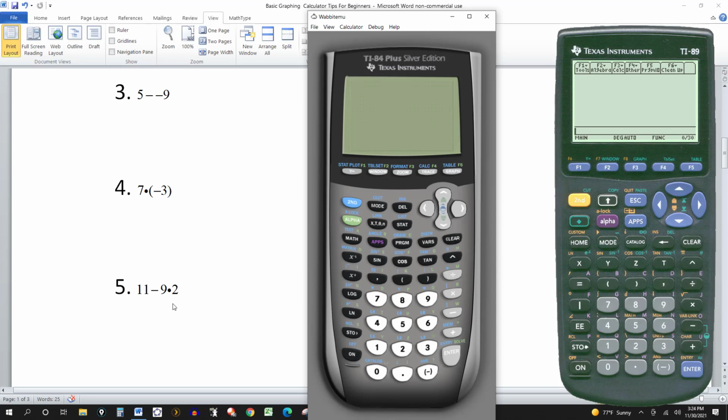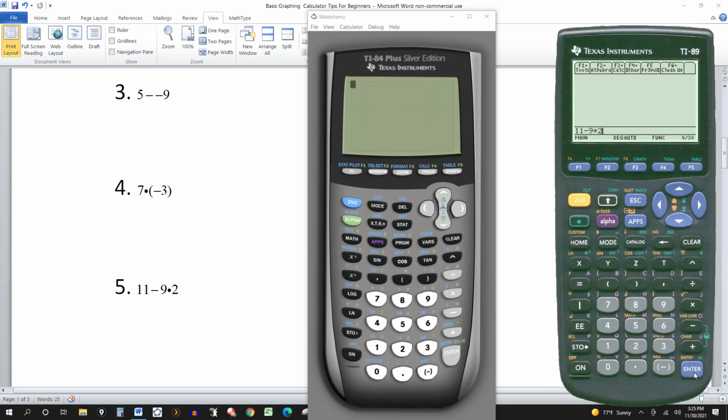Now the calculator knows the order of operations. Suppose I have, for number 5, 11 subtract 9 times 2. If you're not thinking here, you're going to say, well, 11 subtract 9 is 2, times 2 is 4. But that's not the way the order of operations works. Multiplication always takes preference over addition or subtraction. So the calculator does know. It's going to multiply the 2 and the 9 first and then do the subtraction.